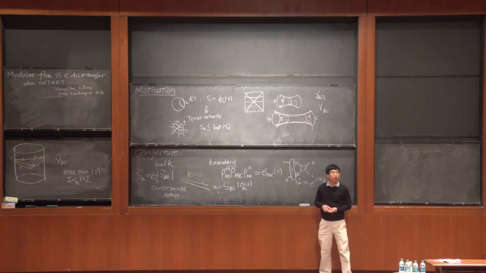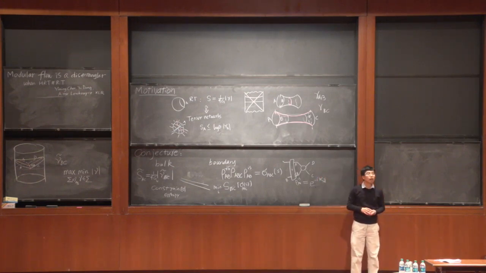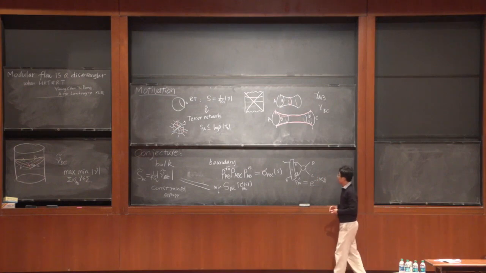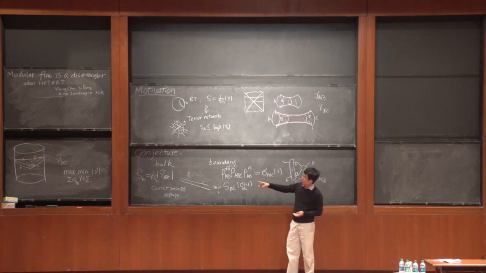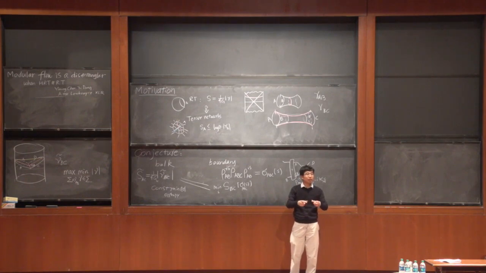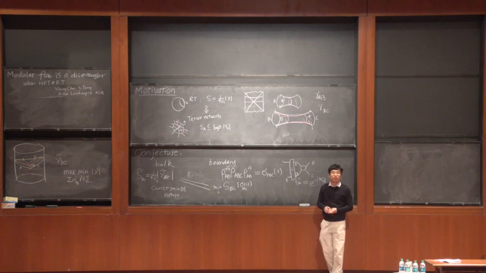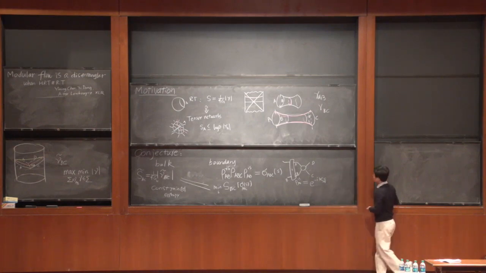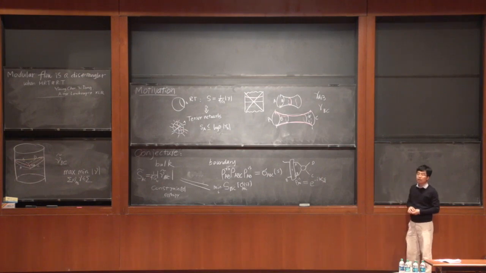Is there some special meaning to the S which minimizes that? I'm going to describe what happens when the modular Hamiltonian is local. In that case, there is clearly a meaning. More generally, I don't know.